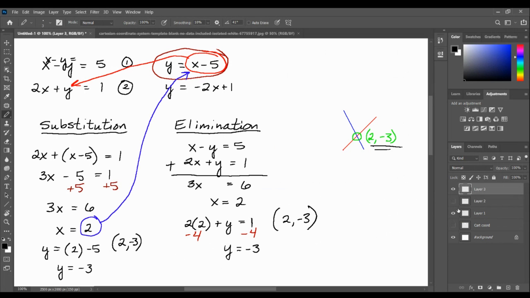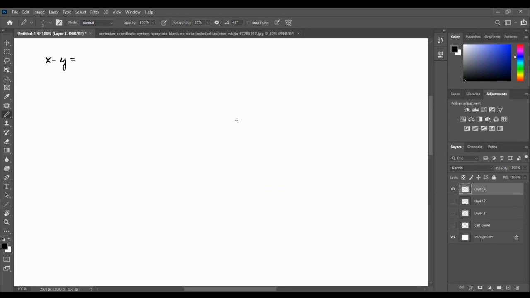Y equals, yeah, I already did that one. So let me find a better one. 2x plus y equals 2, and x minus y equals 7.